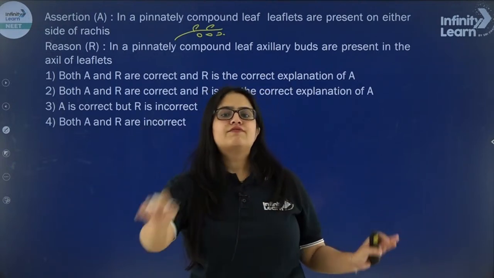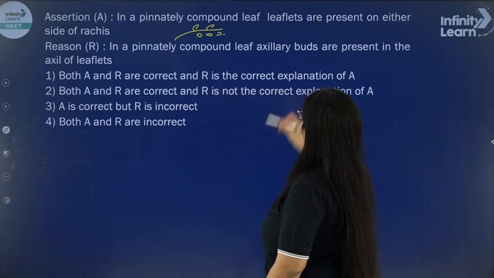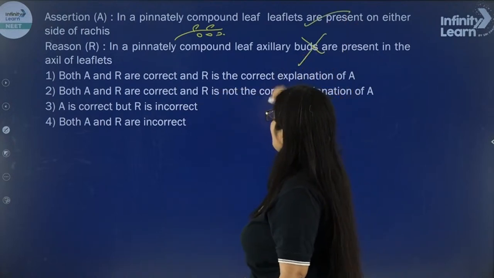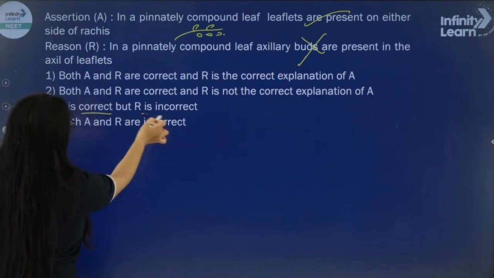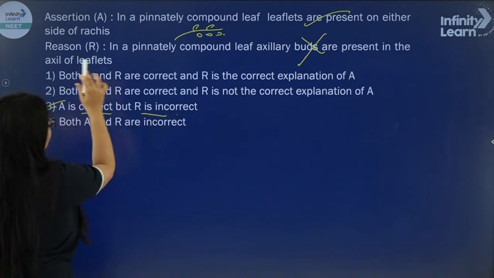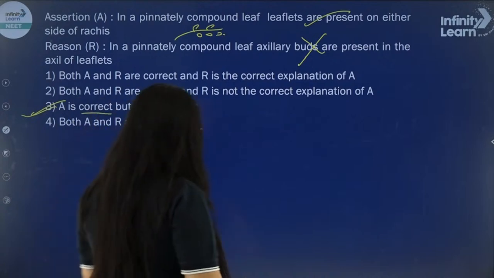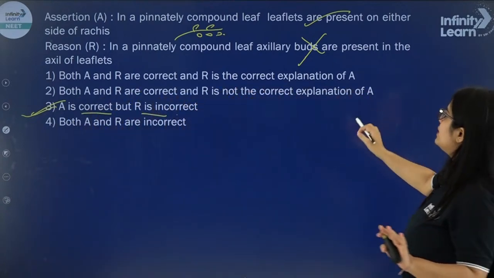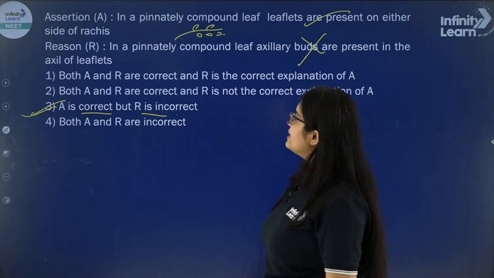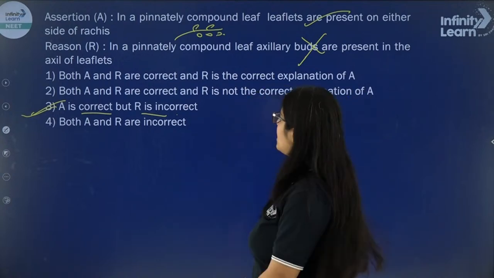Axillary buds are found in the axil of the leaf, not in leaflets. So, A is right, but R is wrong. A is correct, but R is incorrect, right? In a pinnately compound leaf, leaflets are present on either side of the rachis, that's right. In a pinnately compound leaf, axillary buds are present in the axil of the leaf, that's wrong.